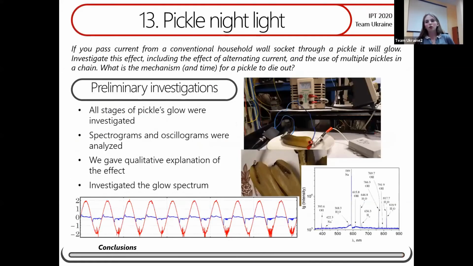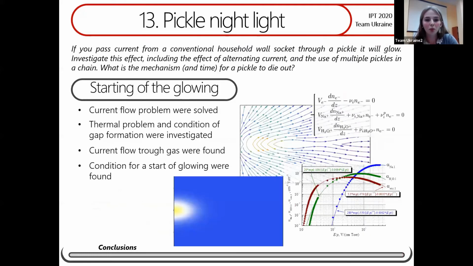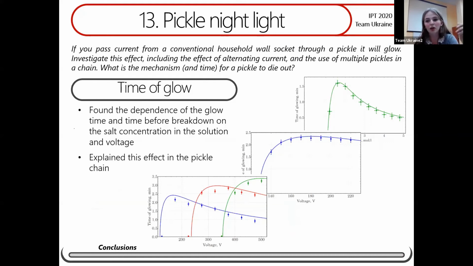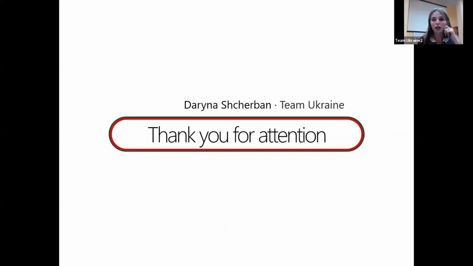So we can conclude that, considering all stages of the pickle's glow, we analyzed spectrograms and oscillograms and gave a qualitative explanation and investigation of the glow spectrum. Also, we solved the problem of current flow and investigated the heat problem and the condition of gap formation and start of glowing. Also, we found the current flow through a gas, and we determined the dependence of the time before breakdown and of glowing on voltage and the salt concentration in the solution. And we also investigated this effect in the chain of pickles. Thank you for your attention.